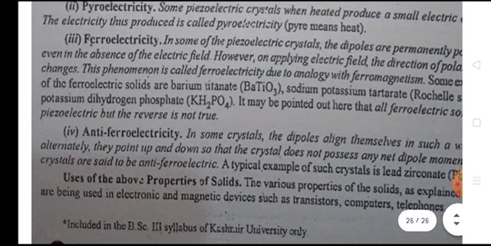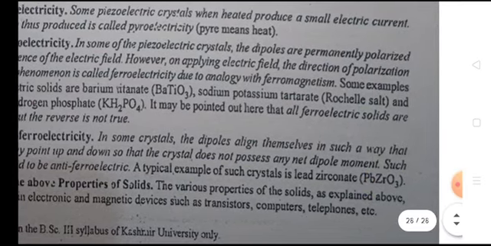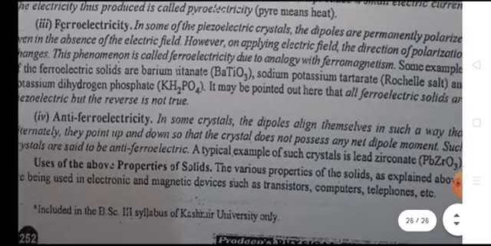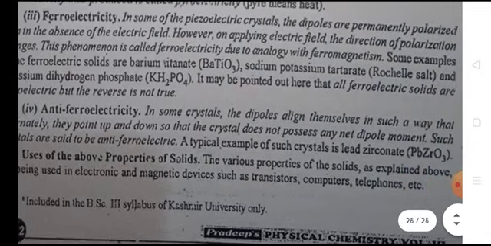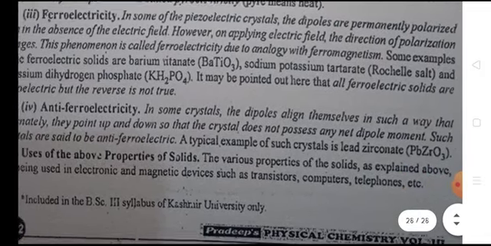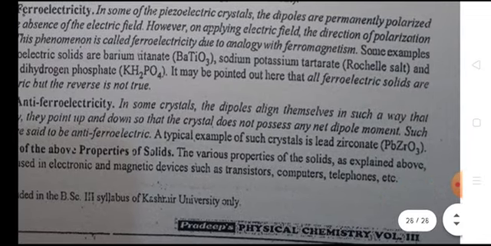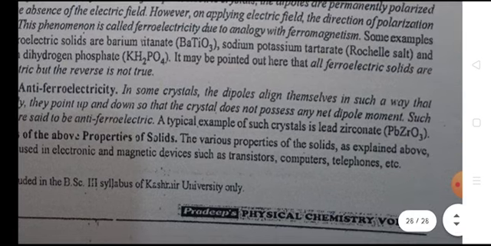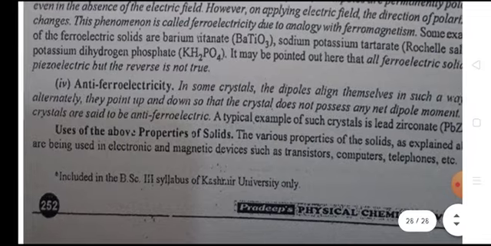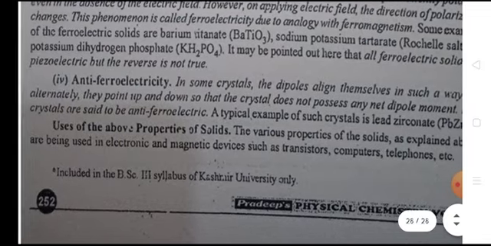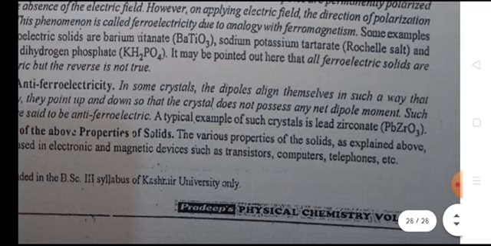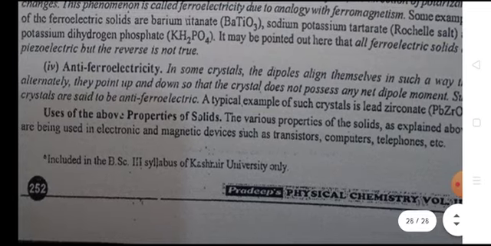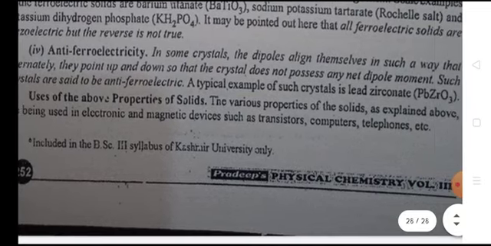Third, ferroelectricity. In some of the piezoelectric crystals, the dipoles are permanently polarized even in the absence of an electric field. However, on applying an electric field, the direction of polarization changes. This phenomenon is called ferroelectricity due to analogy with ferromagnetism. Some examples of ferroelectric solids are barium titanate, sodium potassium tartrate, Rochelle salt, and potassium dihydrogen phosphate. It may be pointed out here that all ferroelectric solids are piezoelectric, but the reverse is not true.